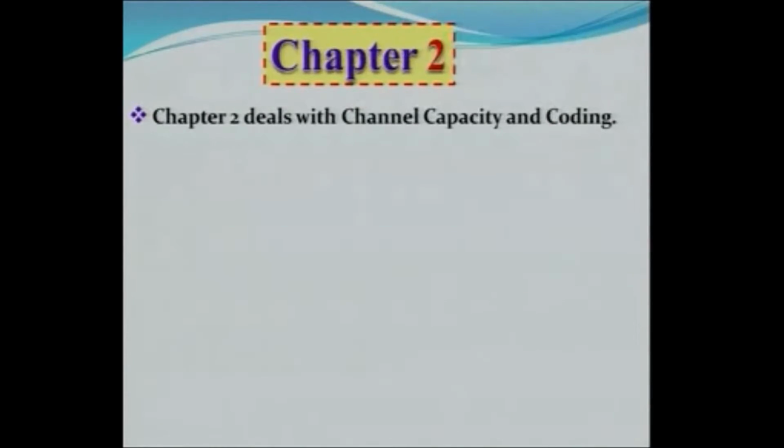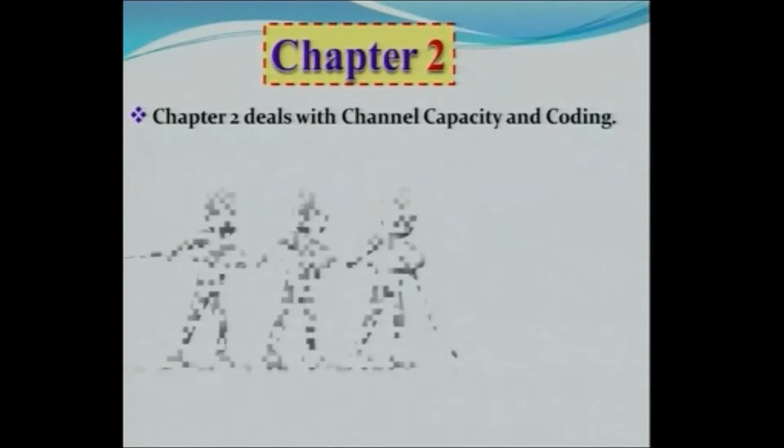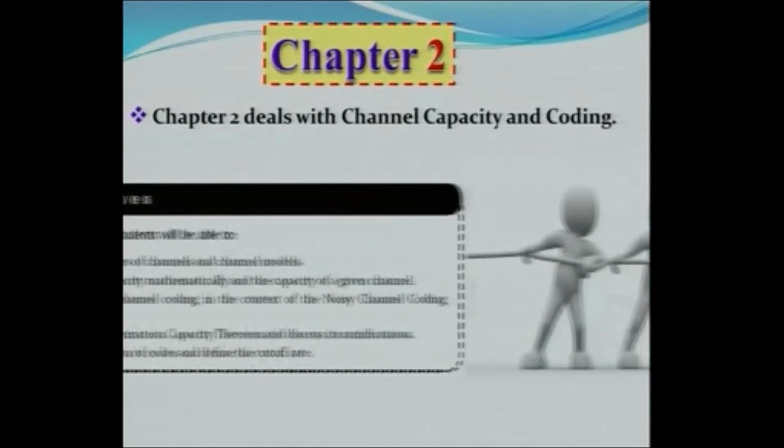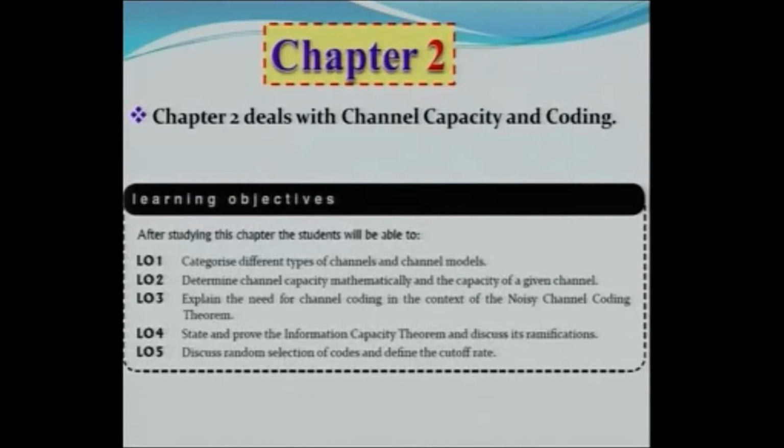Chapter 2 deals with channel capacity and coding. The learning objectives are to categorize different types of channels and channel models, to determine channel capacity mathematically and understand how to calculate the capacity of a given channel. We would motivate the need for channel coding in the context of the noisy channel coding theorem. We will look at the information capacity theorem and finally discuss random selection of codes in Chapter 2.